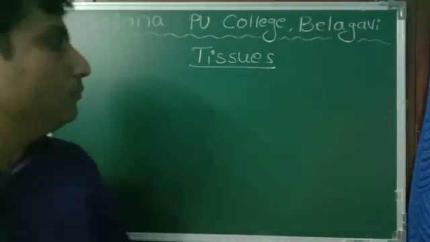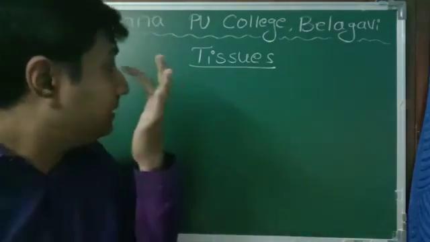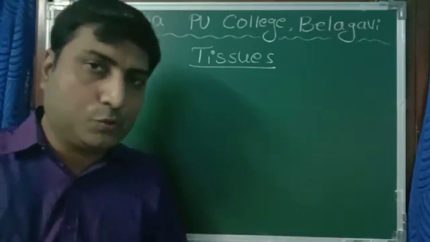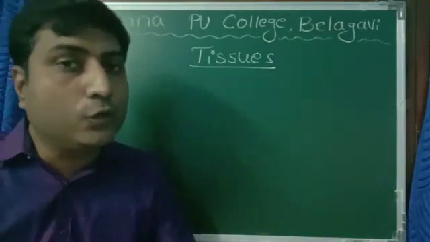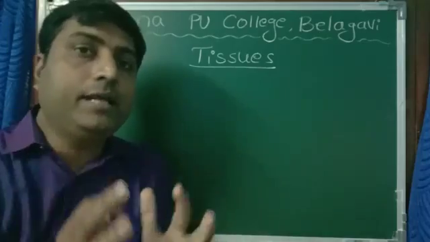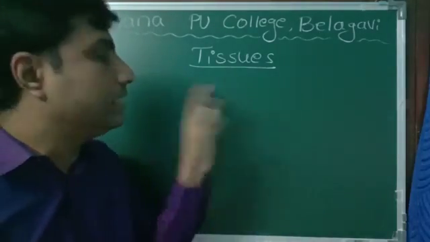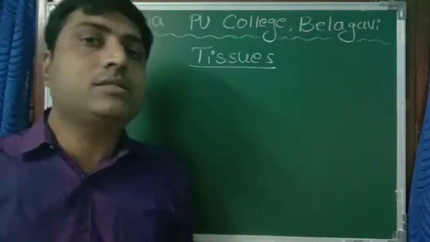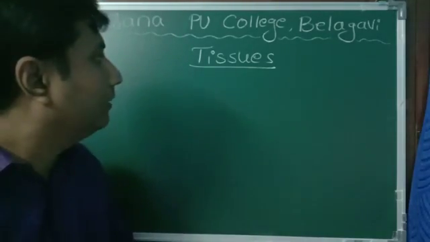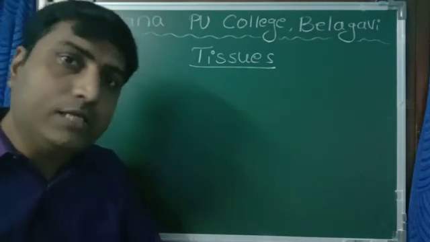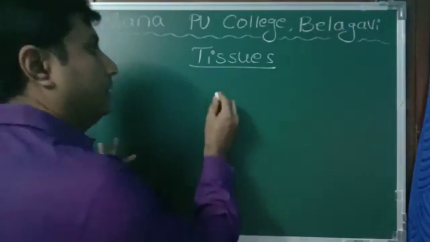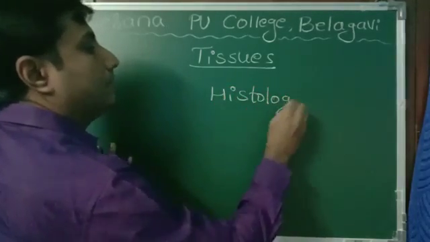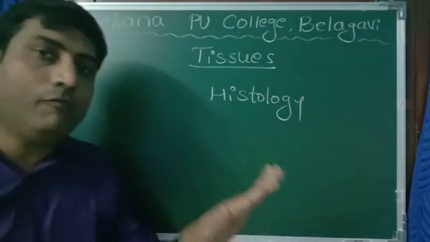Okay, students, now we'll move on to the next topic, that is tissues in plants and animals. You know what are tissues? Tissues are the group of cells coordinated together to form a common function, that is called a tissue. Plants and animals contain various types of tissues in their body. The study of tissue is called histology.